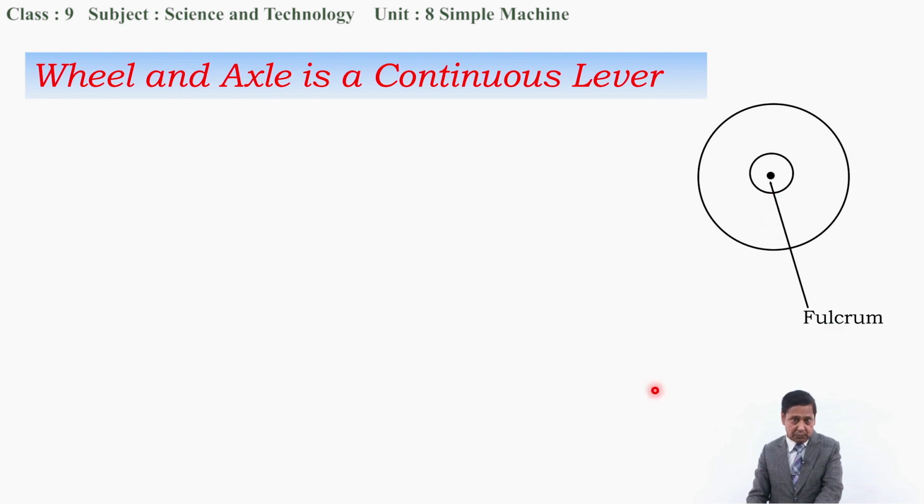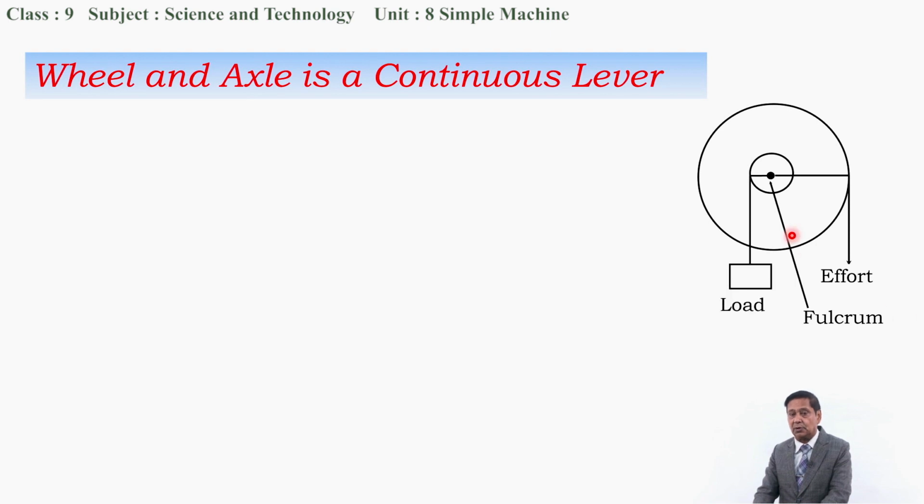it does not move. And the distance from this point to the circumference of the wheel can be recognized as the effort distance because effort is applied on the circumference of the wheel. This is the effort distance. Or if it is a lever, we can say this is the effort arm also. But the distance from the common center to the circumference of the axle can be considered as the load distance because the load is connected to the circumference of the axle.